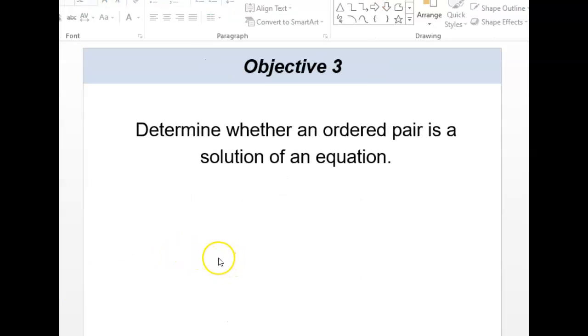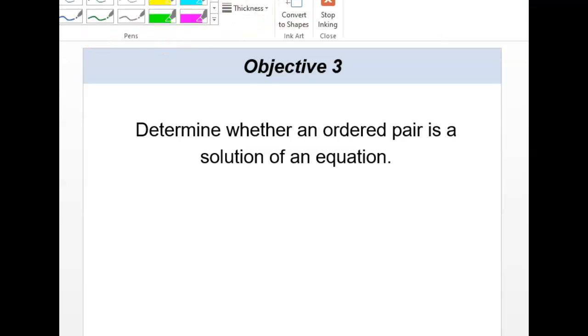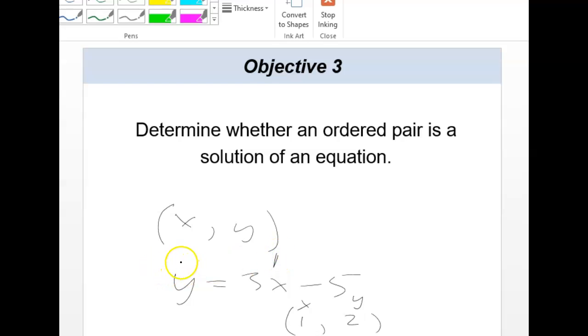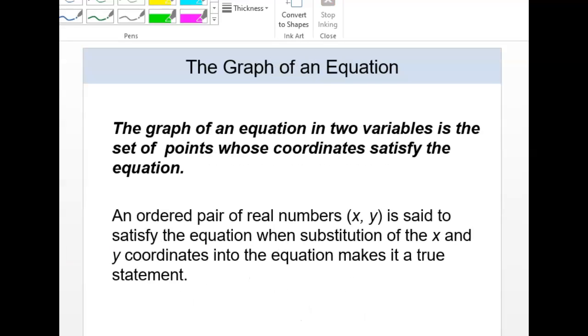All right, so now we're going to look at whether we have a solution. An ordered pair is a solution of an equation. So remember, an ordered pair is when they give us an x and a y. So for an ordered pair, I have some x, y. If I have an equation that says y equals 3x minus 5, and they say, is this a solution? It means this is the x, this first coordinate, and this is the second coordinate. So I have the point 1, 2. X is 1, y is 2. I replace the x with a 1 and the y with a 2 and see if I get a true statement. Let's look at a couple of examples.